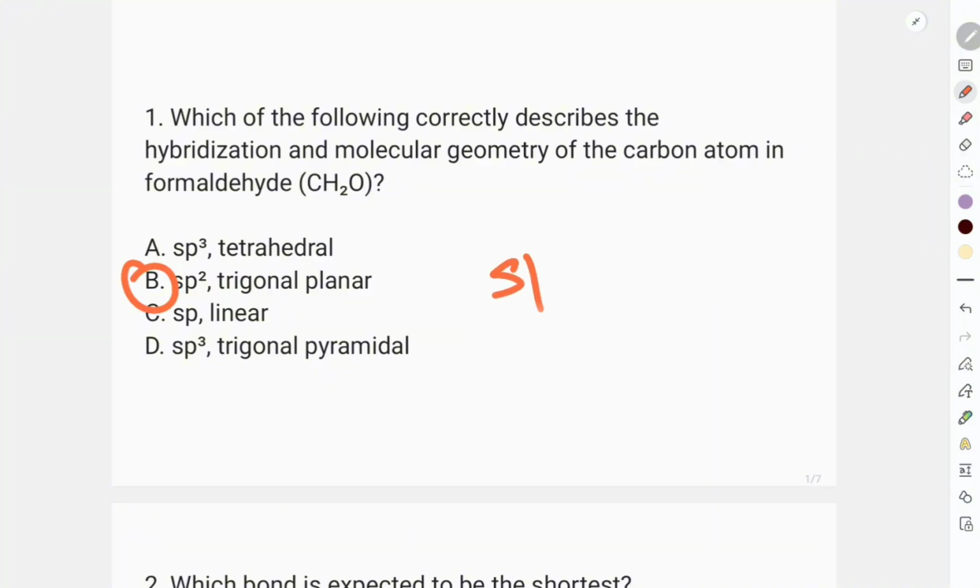How I did this was I put down all my letters, and there were 3 regions, so I'll go 1, 2, 3, which would make it sp2 hybridized.